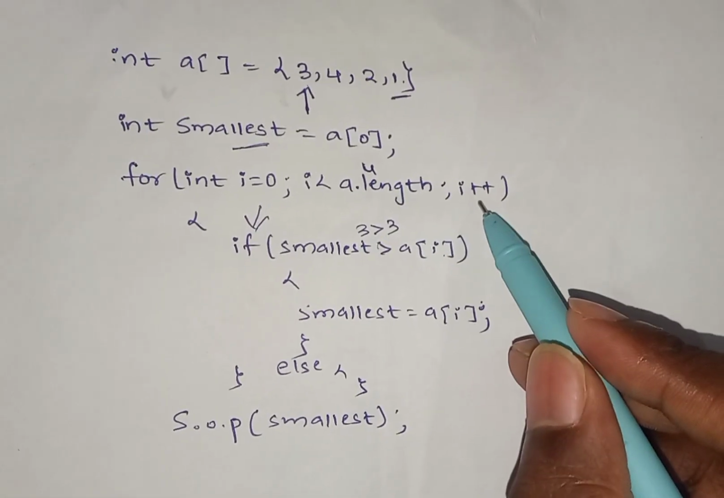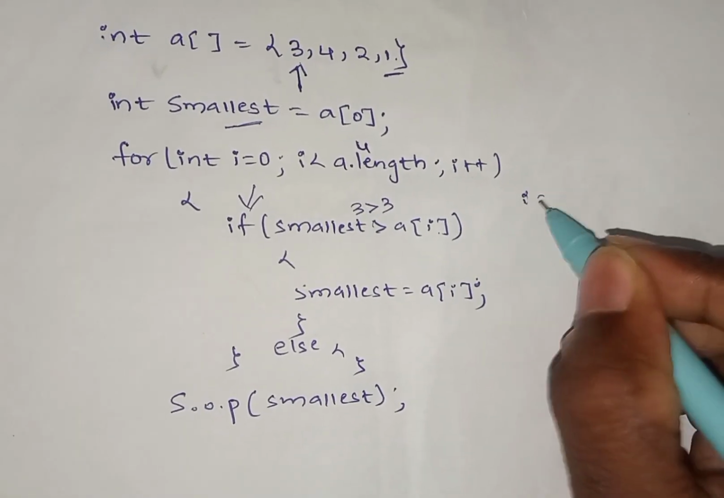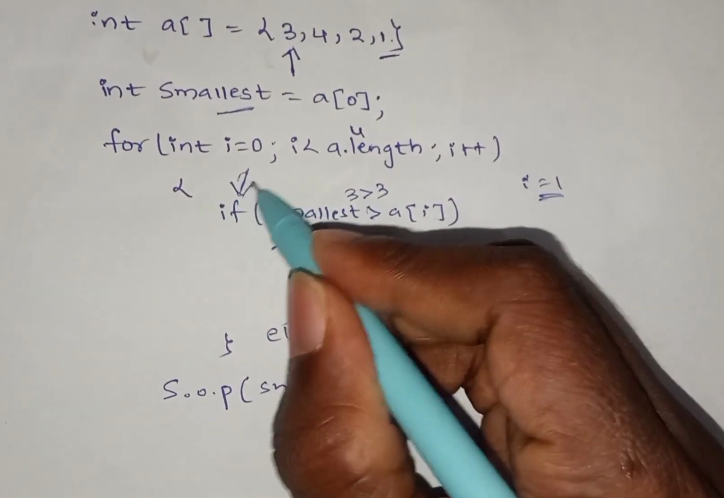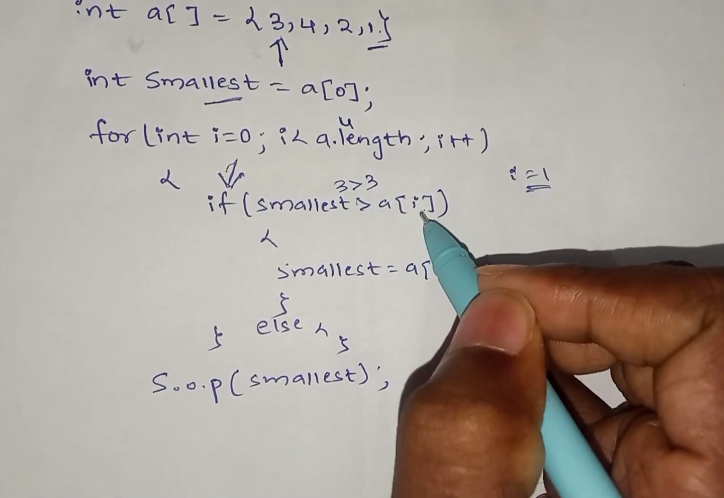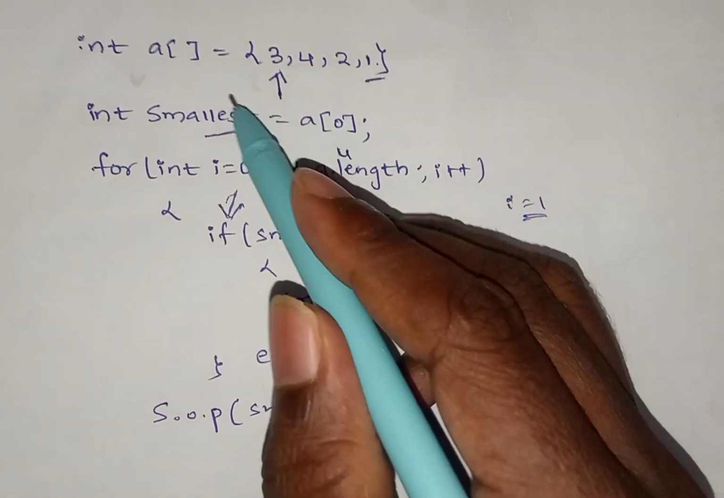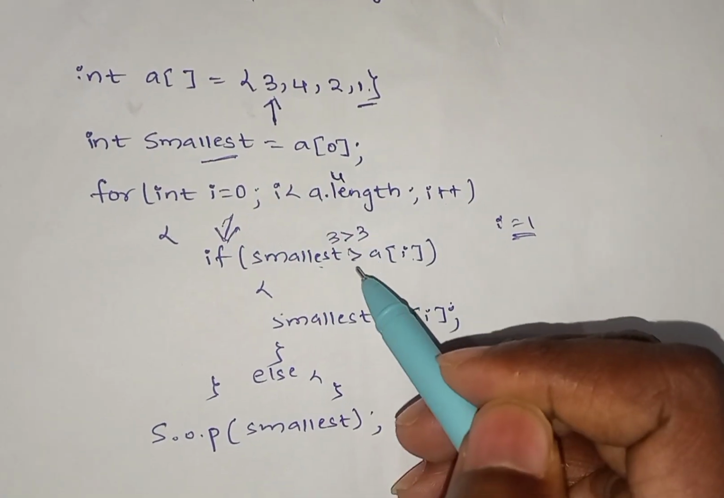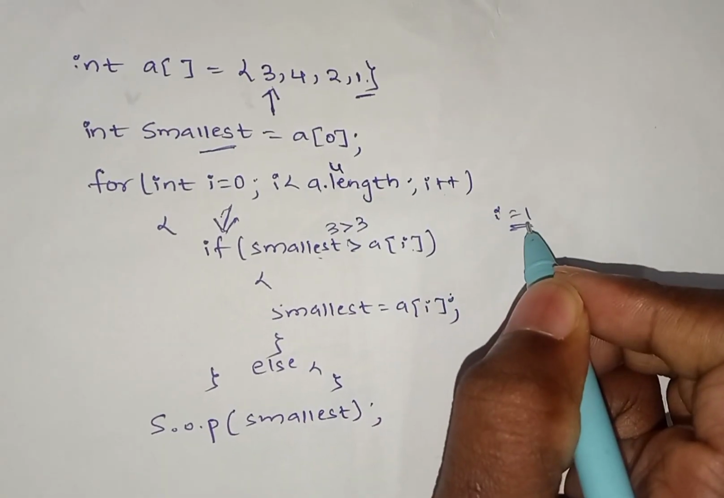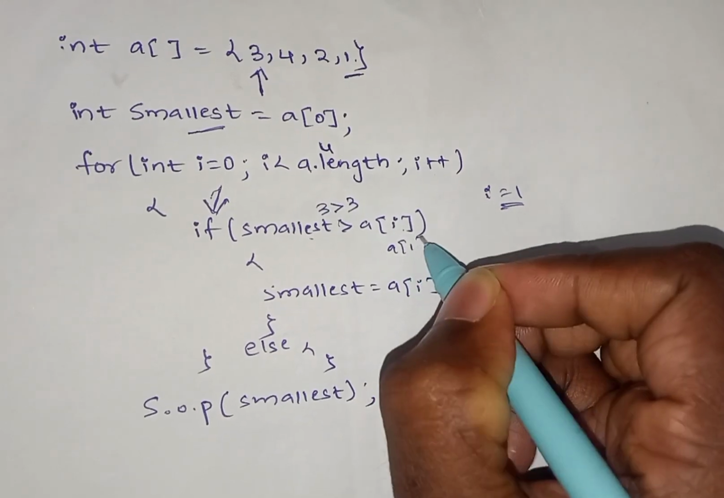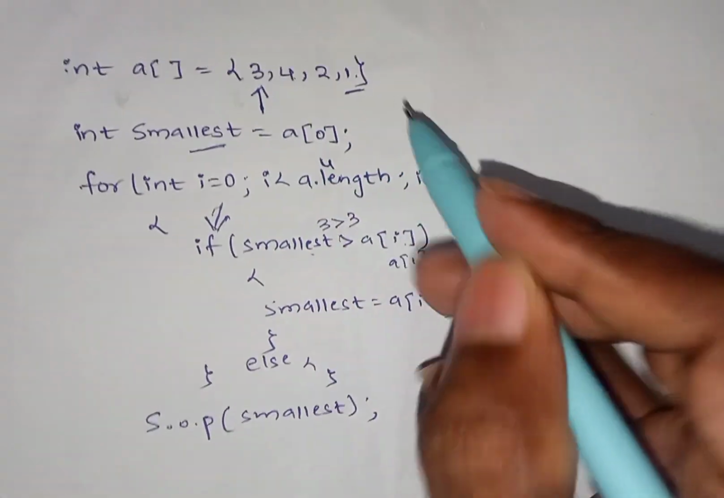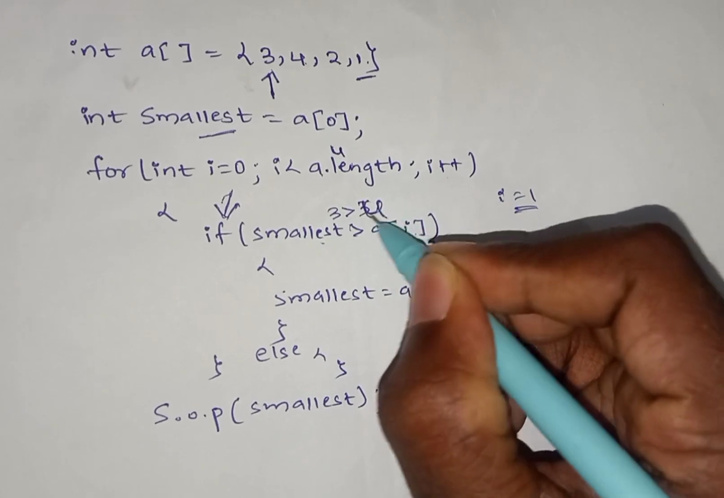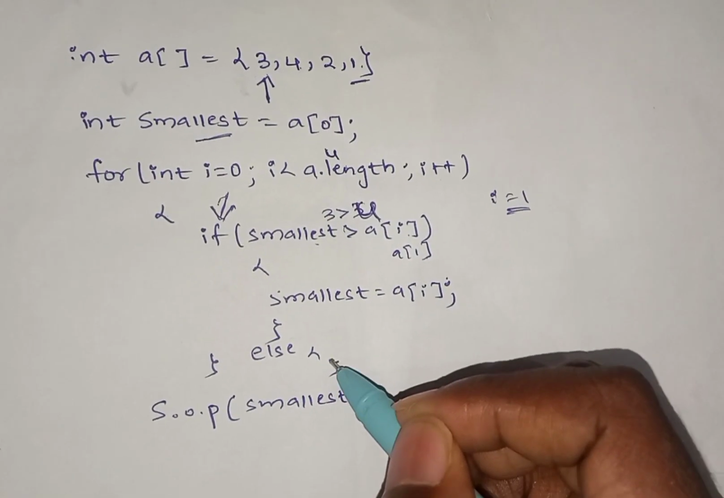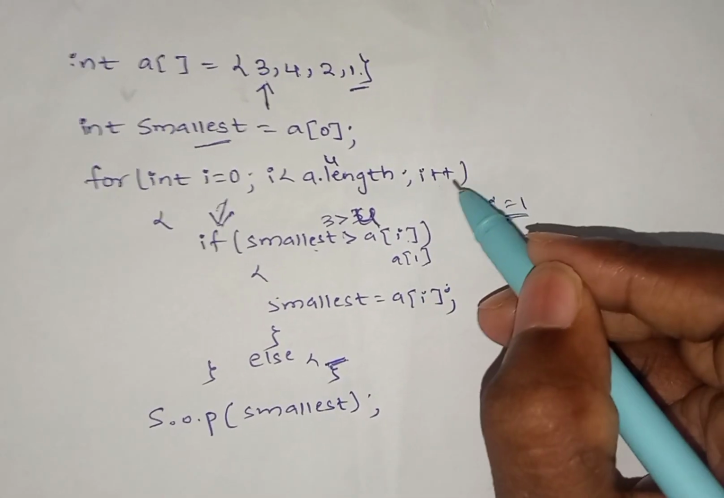Okay, and next what happens? i gets incremented by 1. Now i becomes 1. Checks for the condition 1 less than 4, condition is true. Enters into the for loop, checks for the if condition smallest greater than a of i. So smallest value is a of 0, that is 3, greater than a of i. Now i value is 1, right? So a of 1 is 4, so 3 greater than 4, condition is false, so it will not enter into the if block. Instead comes into the else block and does nothing, and then i gets incremented by 1.